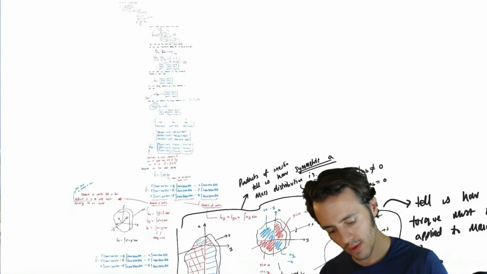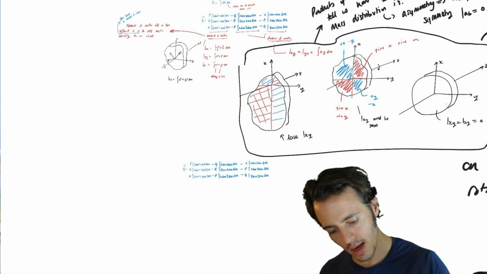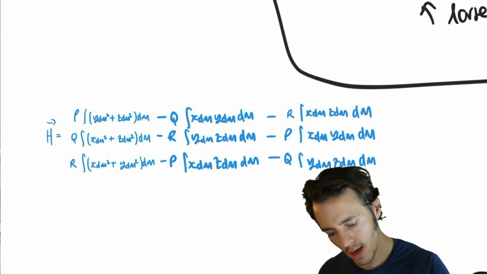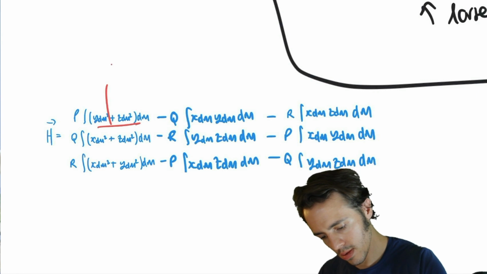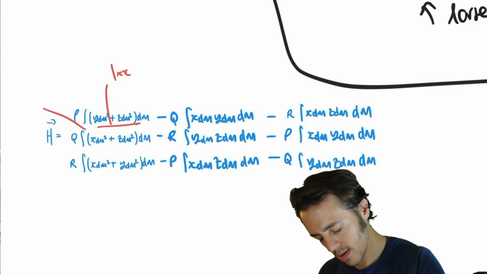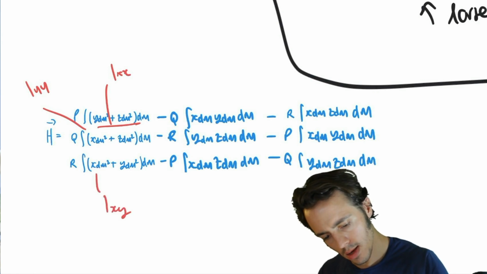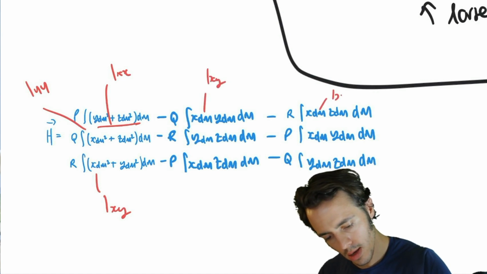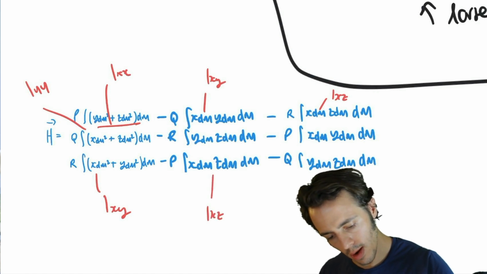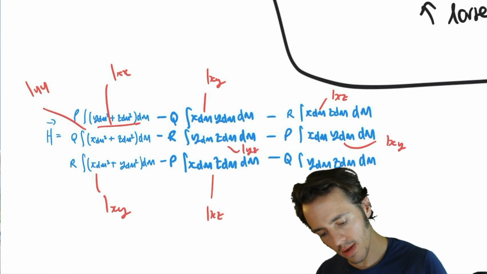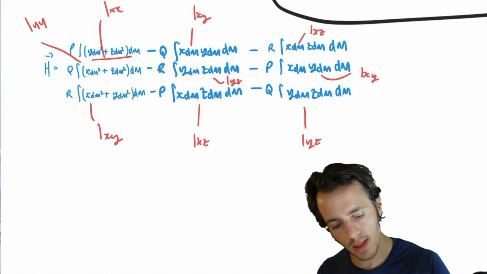Let's zoom out. And I'm going to come down here. So now we've got this, we can then just replace all of these terms. So this is Ixx, Iyy, Ixy, and then I've got Ixy, Ixz, Ixz, Iyz, Ixy, Iyz. So we can rewrite this now without the integrals in there, which is handy.